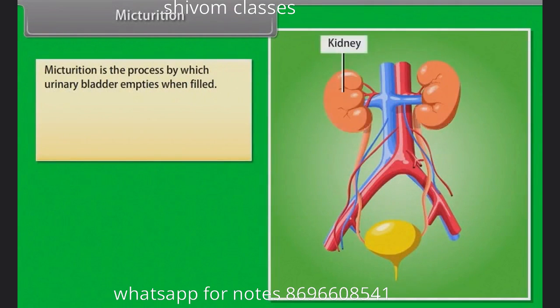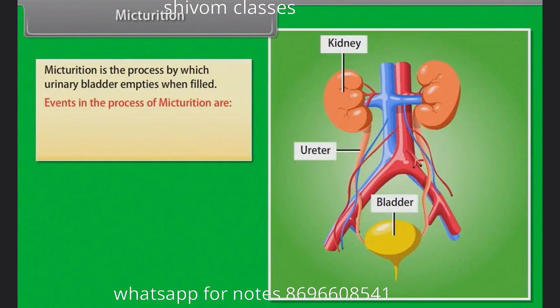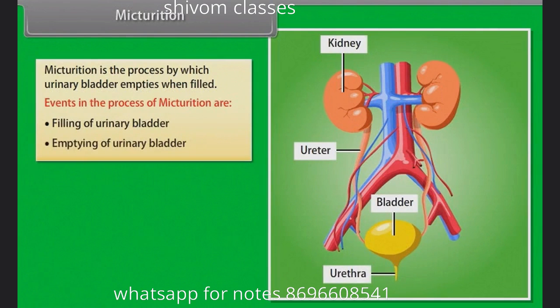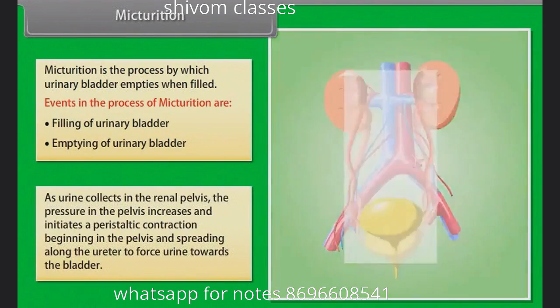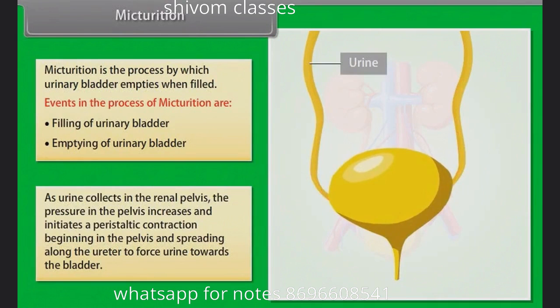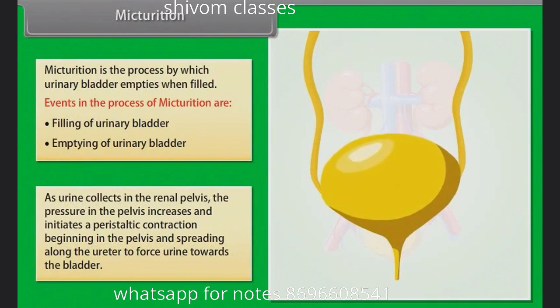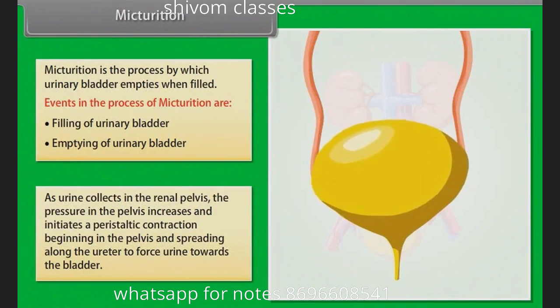Micturition. Micturition is the process by which urinary bladder empties when filled. Events in the process of micturition are filling of urinary bladder and emptying of urinary bladder. As urine collects in the renal pelvis, the pressure in the pelvis increases and initiates a peristaltic contraction beginning in the pelvis and spreading along the ureter to force urine towards the bladder.